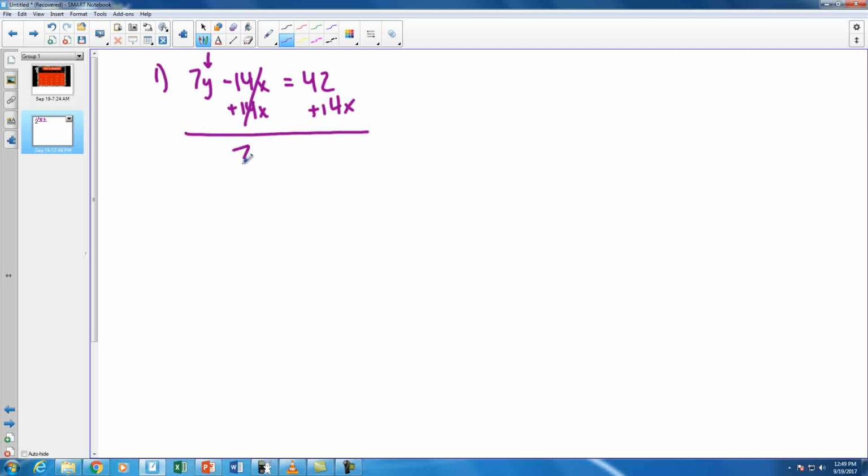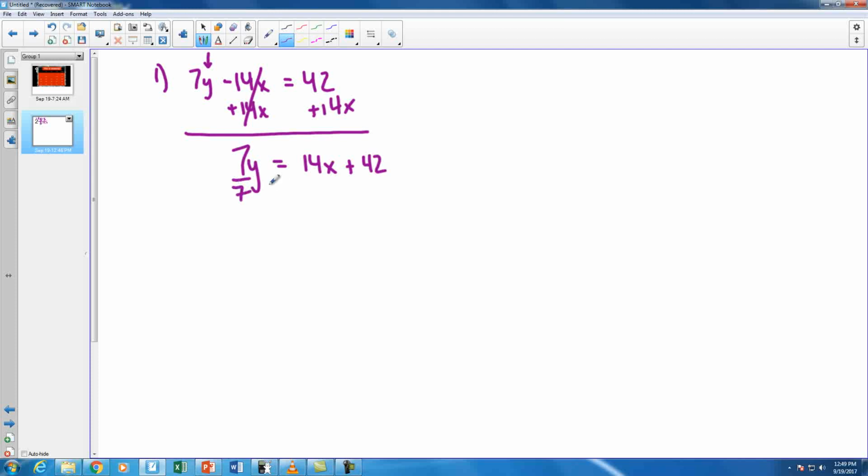They cancel out. But we end up with 7y on the left equals, and you can write 42 plus 14x or 14x plus 42. Typically we write them in this slope-intercept form. That's how it looks right now, but if you wrote 42 plus 14x, it would not be wrong.